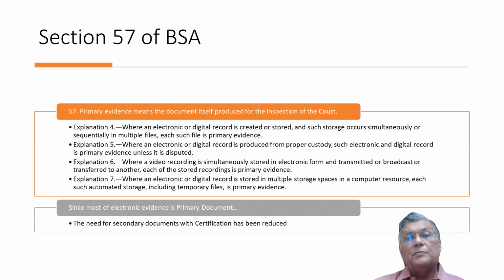Why do I say this? The primary document in a computer is, let us say, the document which goes into the RAM. The RAM captures that, and subsequently RAM transfers it to the storage device. Now, the RAM content is volatile, in the sense that it is not available for future reference if the computer is switched off.